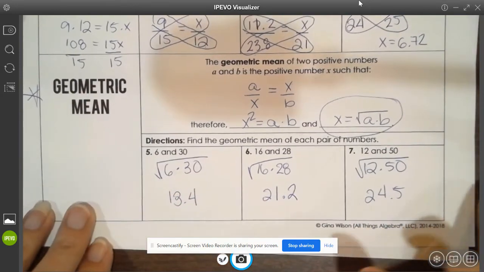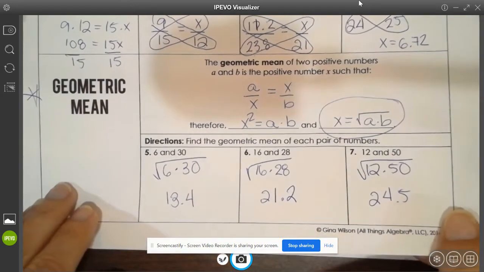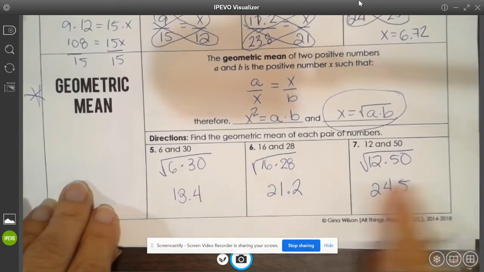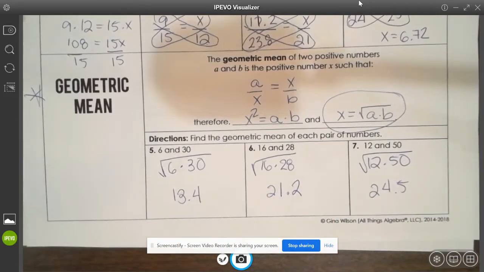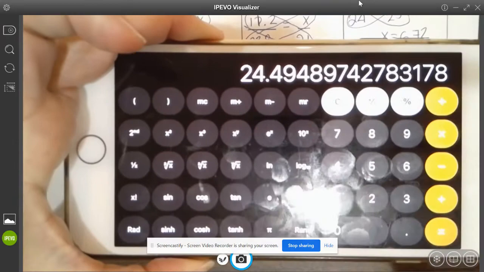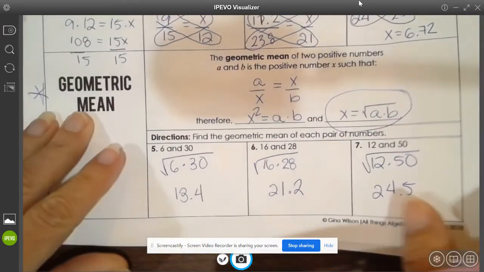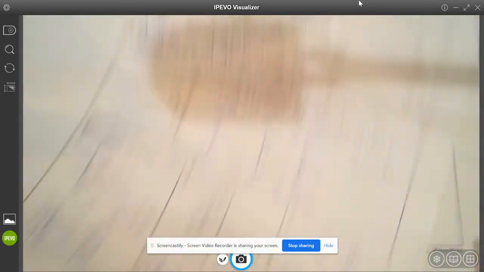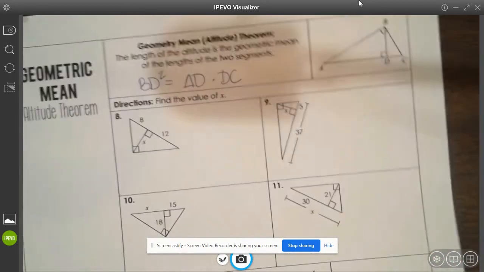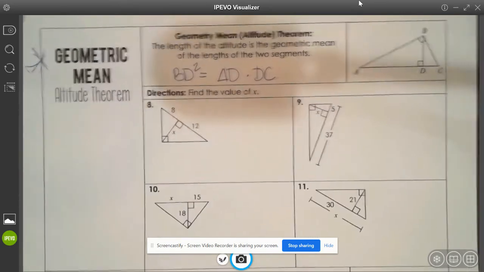All right, so that's the geometric mean. Pretty simple, right? Make sure you're rounding correctly here. Notice that 24.49 is 24.5. Then we move on to two different theorems that we're going to touch base on.